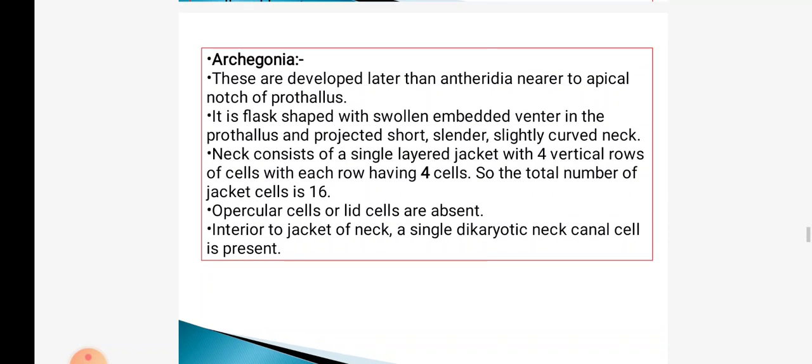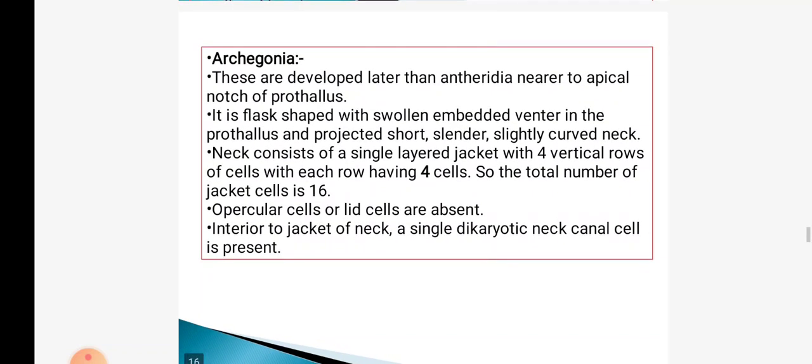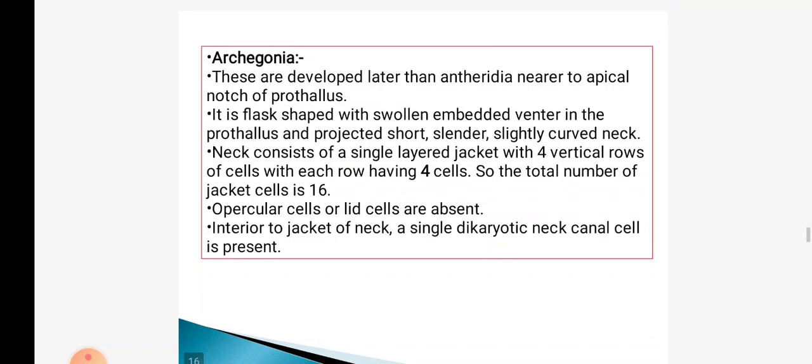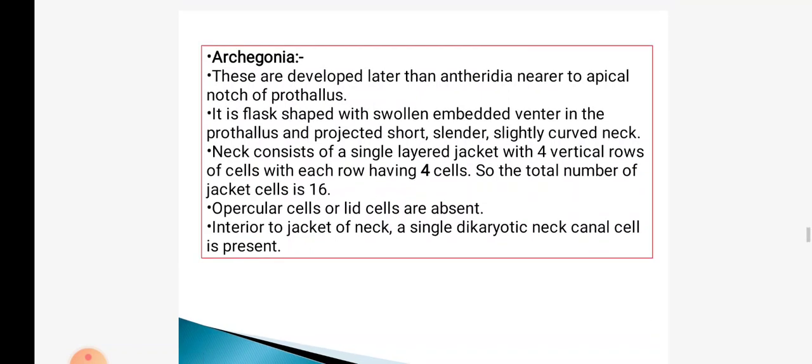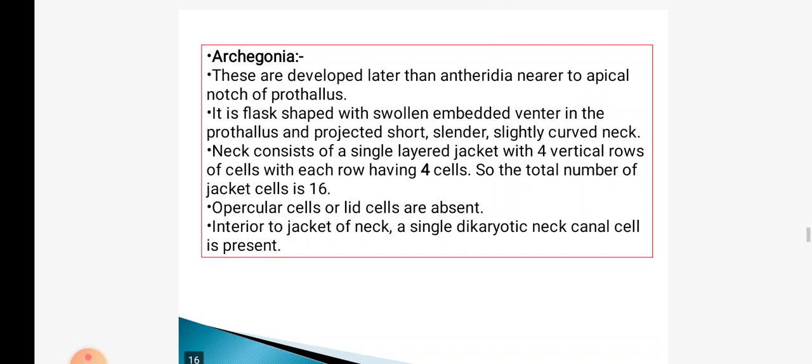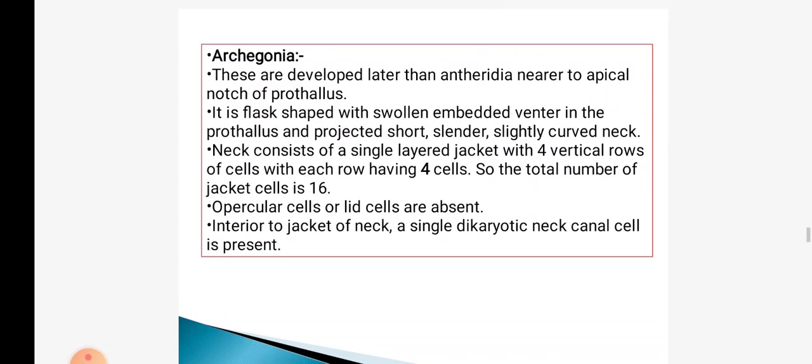Structure of Archegonia. These develop later than antheridia, near the apical notch of the prothallus. It is flask-shaped, with a swollen venter embedded in the prothallus and a projected, short, slender, slightly curved neck. The neck consists of a single-layered jacket with 4 vertical rows of cells, each row having 4 cells. So the total number of jacket cells is 16.